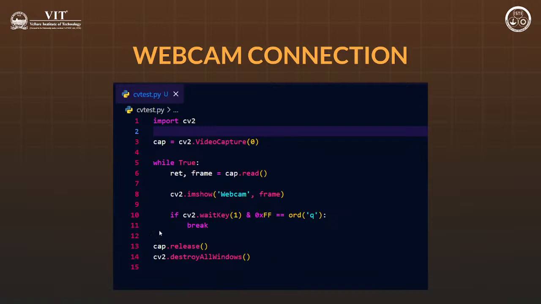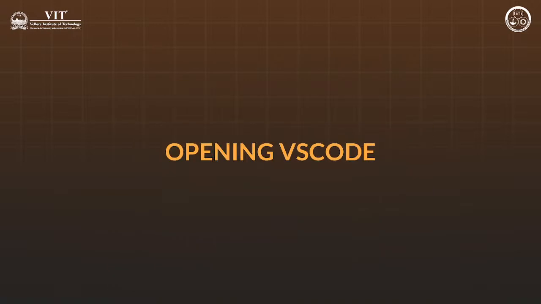Then we'll go on to the 13th line of the code, cap.release. What this does is it will remove the connection which we have with our camera, and then we destroy all the windows. Now we're done with all the theory part. We can move on to the coding part of the project.